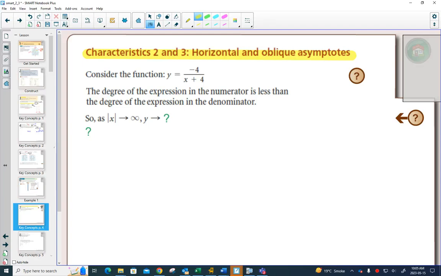When do graphs have horizontal asymptotes? When do they have oblique asymptotes? Okay. So for this, I'm going to develop some shortcuts for you guys.